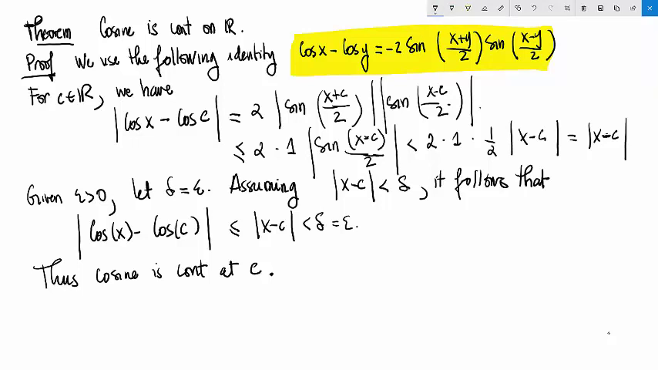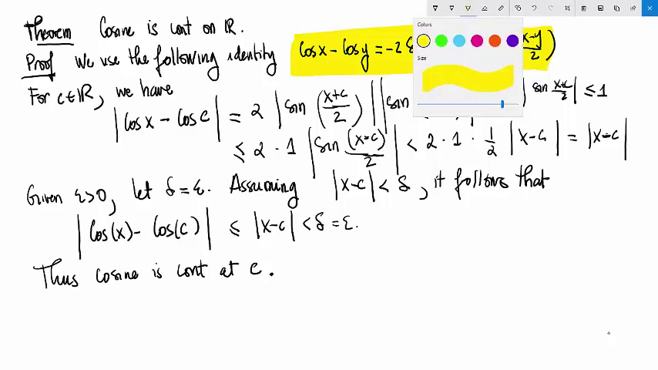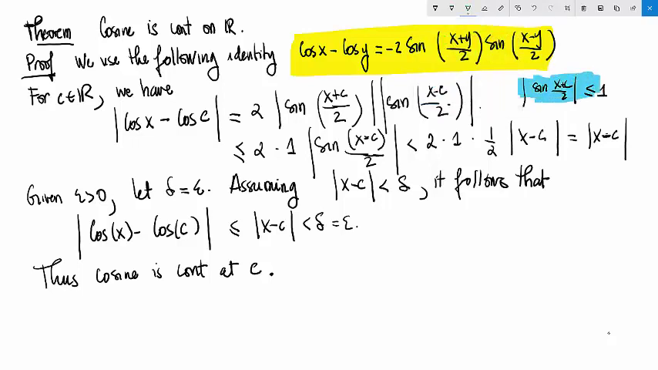So next, since we know that the absolute value of sine of (x plus c) over 2 is always less or equal to 1, using this bound, we know that the distance between cosine of x and cosine of c will be twice the absolute value of sine of (x minus c) over 2.